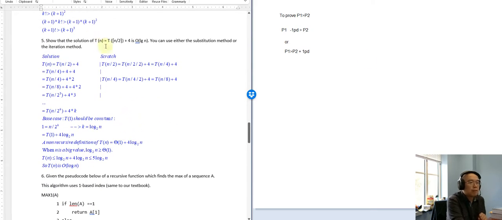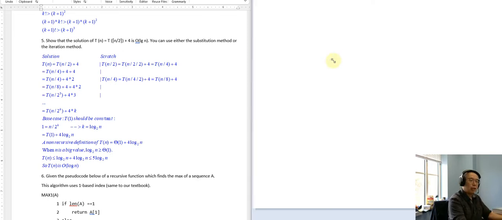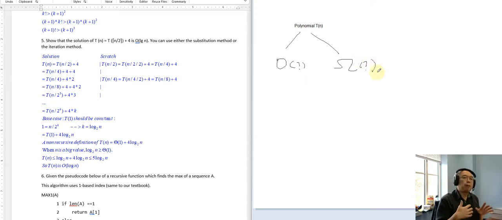For question 5, we have a recursive definition of Tn. If you compare this version of Tn versus the Tn we had in question 3, there's a big difference. Usually, if we are able to get a polynomial Tn, so Tn is a polynomial of n, then from this polynomial we need to do two things. We need to prove the big O, and we need to prove the big omega. So there are two things we want to prove from a polynomial Tn.